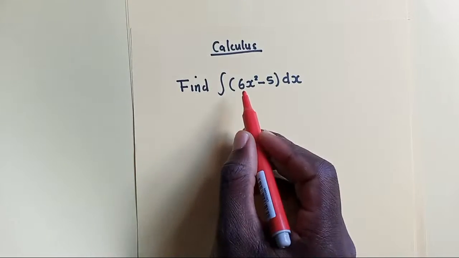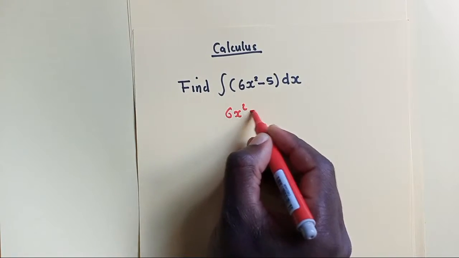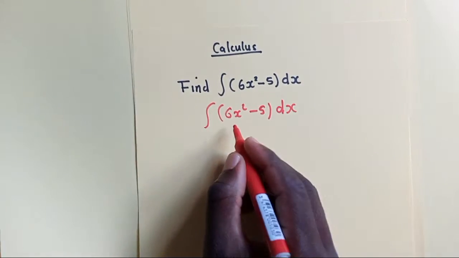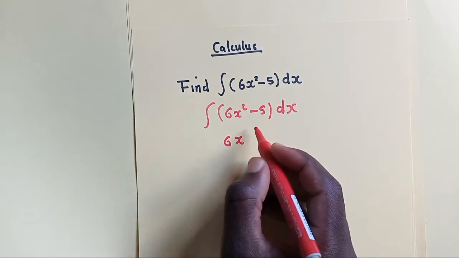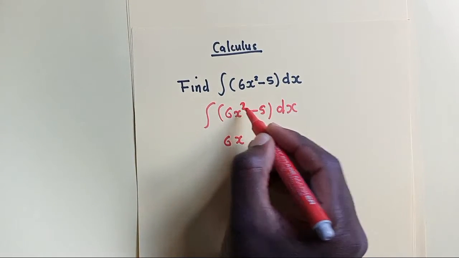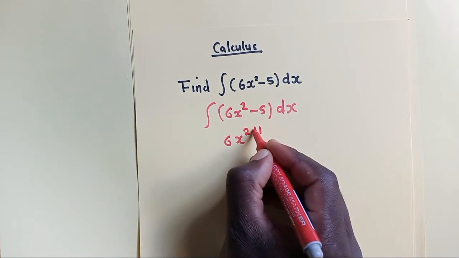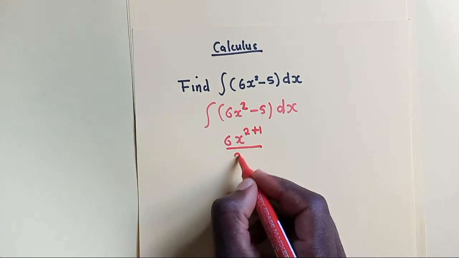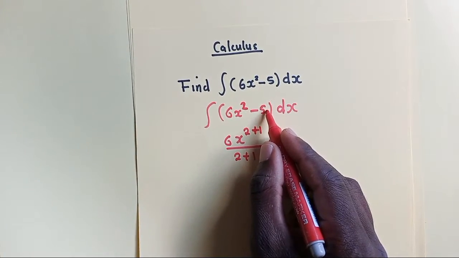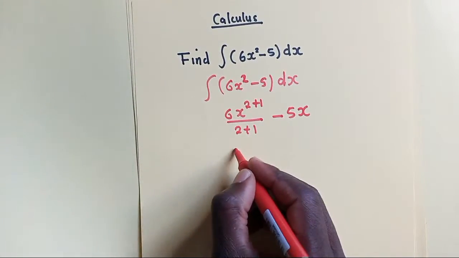Here it will be 6x squared minus 5. We're trying to integrate this with respect to x. So what we'll do here is check the power. This is power 2. What are we going to do to the power? Just add 1, so it will be 2 plus 1, and then divide by the same thing. Where there is a constant and we can't see any letter, we just put the letter x. And we clean up.